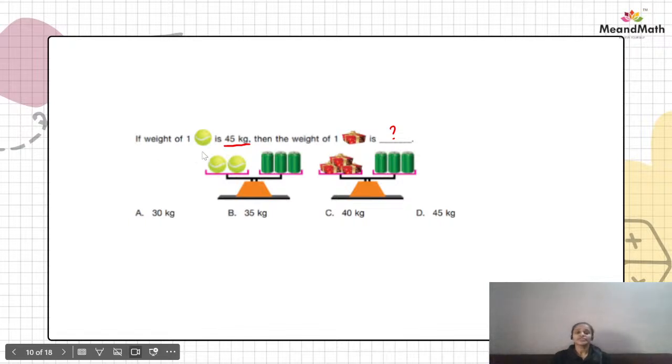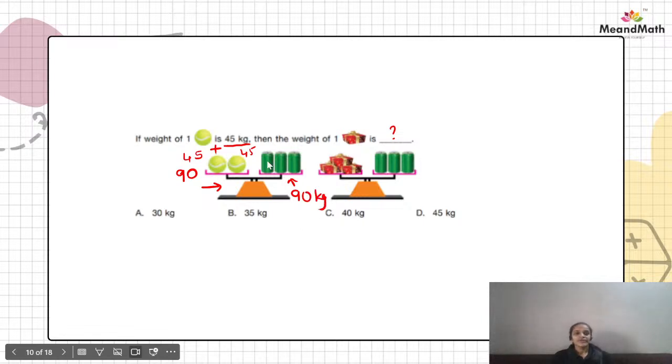Okay, I got an answer from Trijal who says 30 kgs, right? So yes, let's check whether 30 kgs is correct or not. Let's look at the first weighing scale. Here I have two balls, and the weight of one ball is 45 kgs. The weight of two balls is equal to three cans. So the total weight of two balls is 45 plus 45, that is 90 kgs. That means the weight of three cans is also 90 kgs.